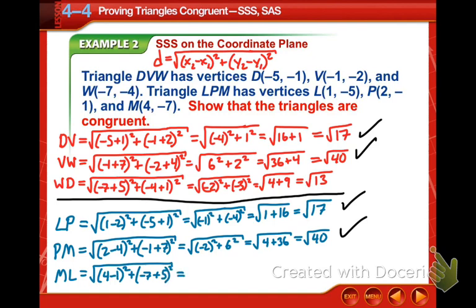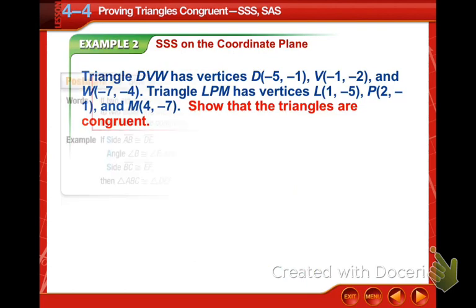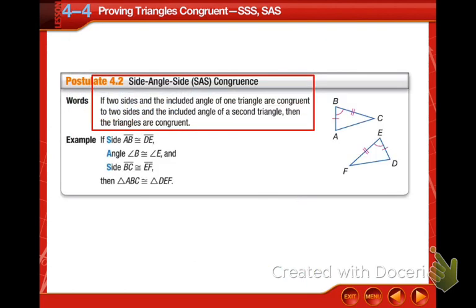Four minus 1 is just 3, and -7 plus 5 is -2. Three squared is 9. -2 squared is 4. We've got 9 plus 4. That does get us our square root of 13. So we do have congruent triangles, and these are congruent by side, side, side. Long problem. The rest aren't that bad.